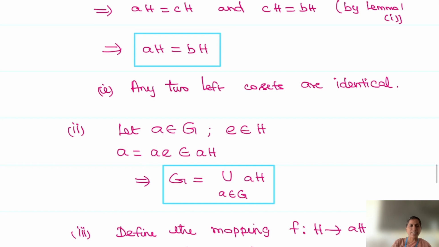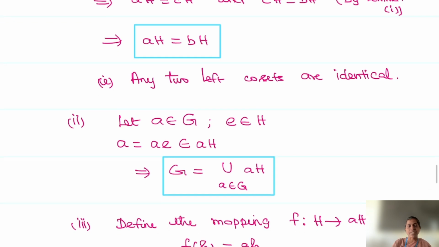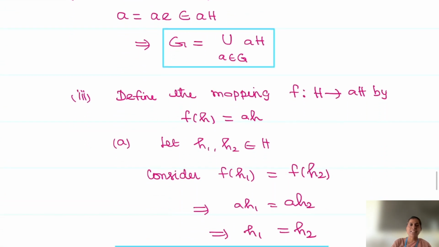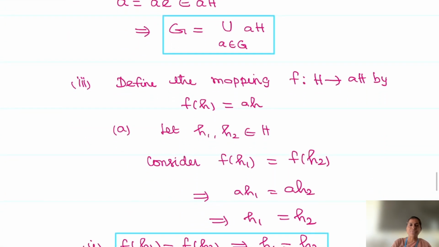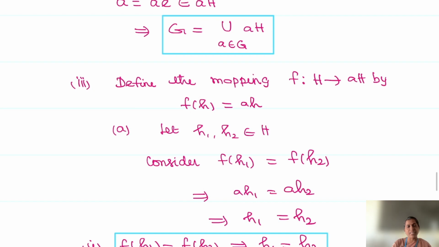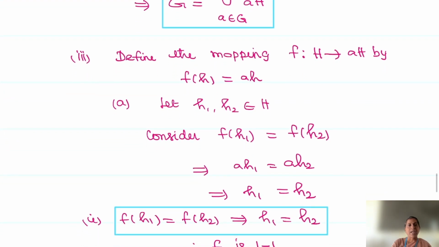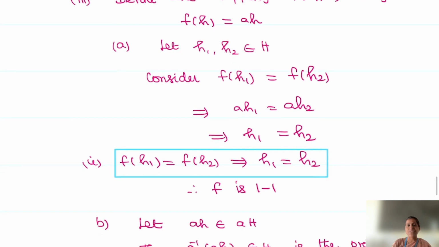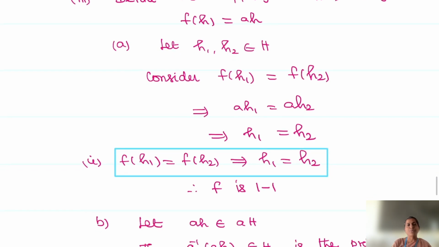Then you know that if you consider the left coset AH, A is in AH. Similarly, every element of G is in its left coset. Therefore, G is nothing but the union of all left cosets. Then we have to prove the number of elements in any left coset is the same as the number of elements in H. Therefore, we define the mapping F from H to AH by F of h is equal to AH, and if we prove it is a bijection, then it is okay. Therefore, first we'll prove bijection.